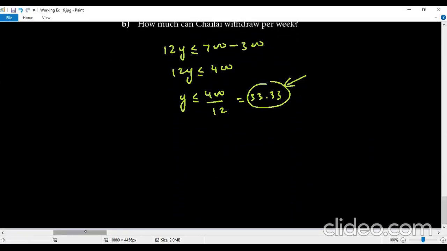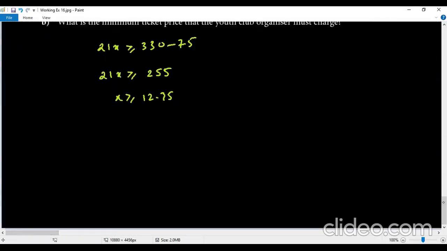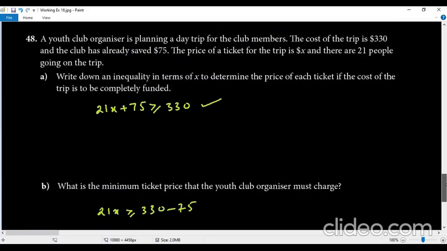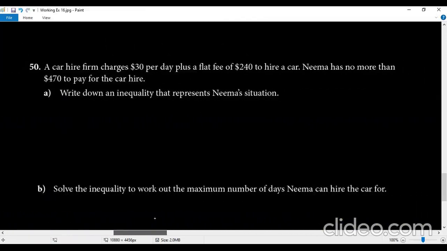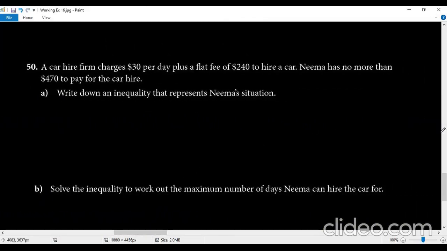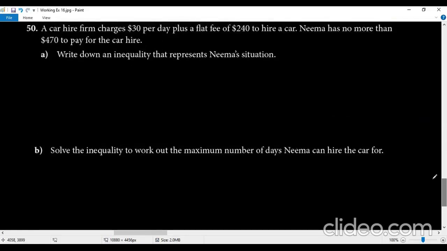Now comes question number 50, which is the last question, which you can see here, after 48 and 49. A car hire firm charges 30 per day, so the number of days is the unknown value, plus a flat rate of 240 to hire a car. Nima has no more than 470 to pay for the car hire. Write down an inequality that represents Nima's situation.